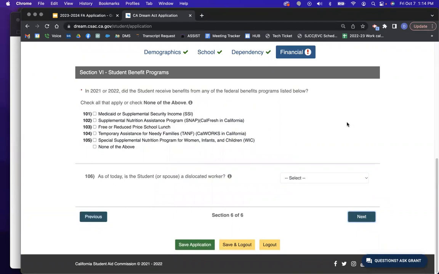Here it's asking if you received any of these benefits in 2021 or 2022, right? So keep in mind that Medicaid is not Medi-Cal. Medicaid is a federal program. And so if you got Social Security or Medicaid, then you would click that. If you got SNAP or CalFresh in California, free or reduced lunch, especially if you're a senior, then you would click that. Any TANF or CalWorks in California support, or WIC, or any of these additional programs. I think the free or reduced lunch, and then WIC or CalFresh are some of the most common ones.